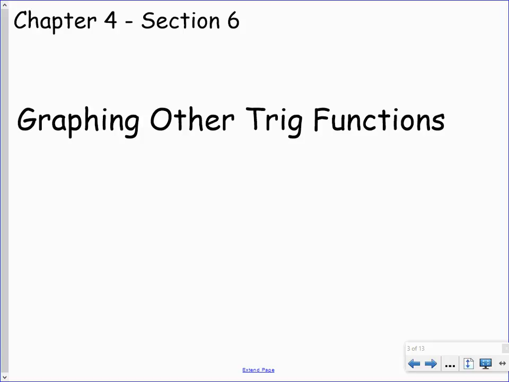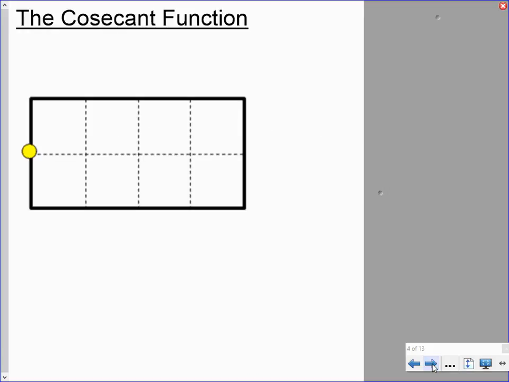Okay, so we're going to graph the other trig functions. I'm going to start with cosecant. I'm going to ask you this question. What do you know about cosecant in relation to the other trig ratios? It is 1 over the sine of x. So it is the reciprocal to sine. So I'm going to use some knowledge about the graph of y equals sine x to help me with the graph for y equals cosecant x.